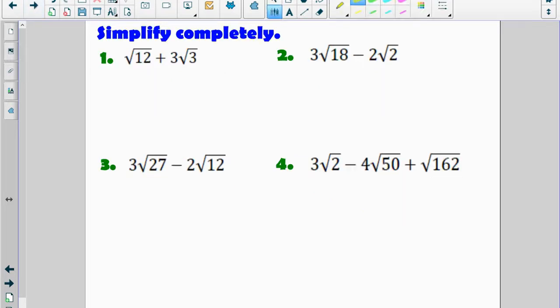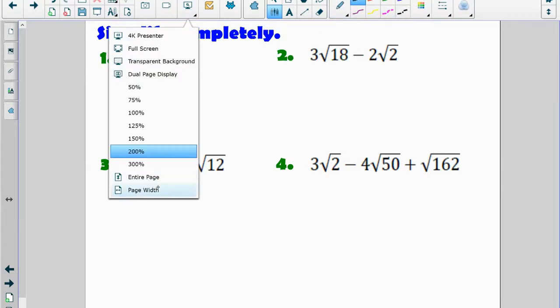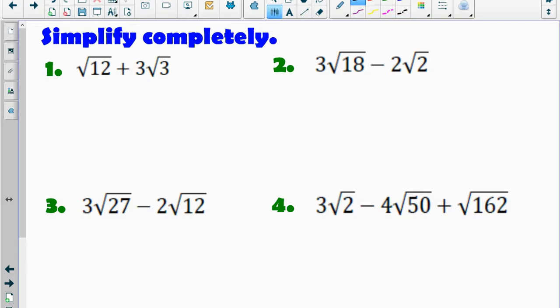Let's look at a few more examples together. In example 1, I have square root of 12 plus 3 square root of 3. At first glance, it looks like square root of 12 and square root of 3 are different things, which they are. I'm not able to add those the way that they are right now. However, we can simplify the square root of 12. 12 is the result of 4 times 3. So this would be the same thing as the square root of 4 times the square root of 3. And I know that the square root of 4 is 2.